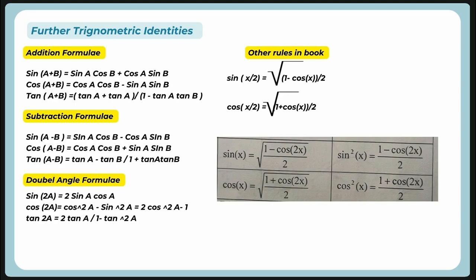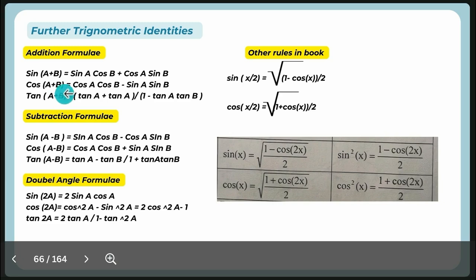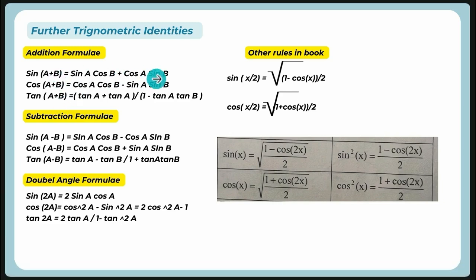Addition formulas follow the rule that sine of A plus B gives you sine of A cosine of B plus cosine of A times sine of B. Cosine of A plus B is cosine of A cosine of B minus sine of A sine of B. Then tangent of A plus B is equal to tangent of A plus tangent of B, divided by 1 minus tangent of A times tangent of B.